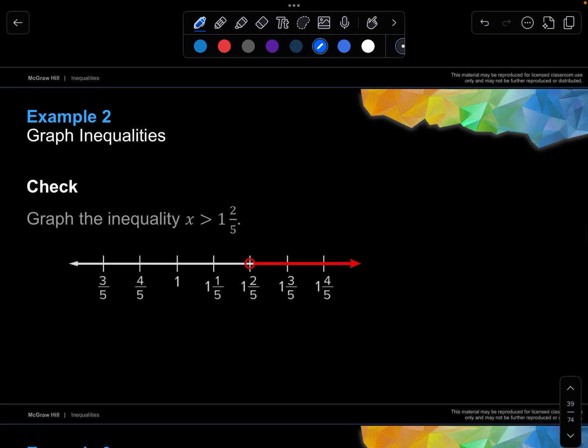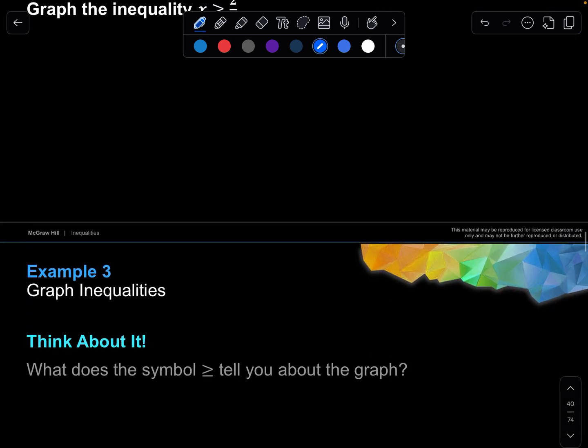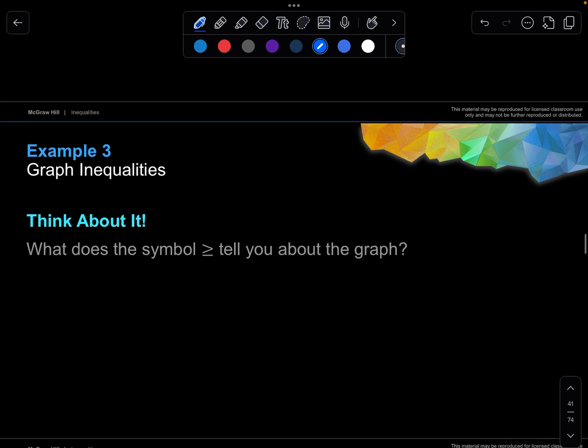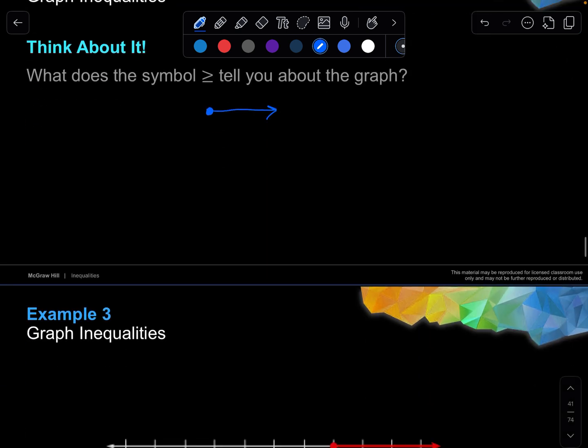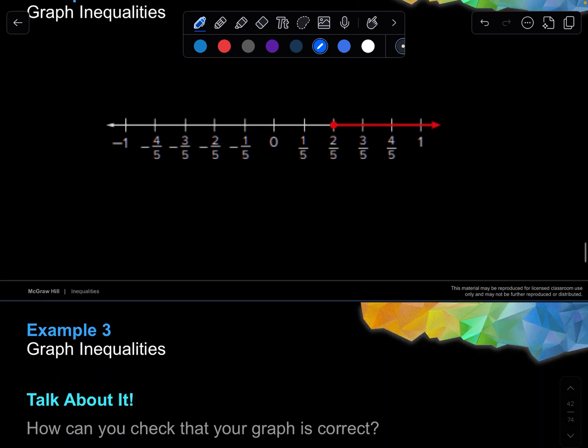Let's look at example 2. Oh, this is the solution for example 2. Example 3, graphing inequalities, x greater than or equal to 2/5. So again, what does the symbol greater than or equal to tell us? Well, first off, the equal to tells us it's going to be a closed dot. And then greater than tells us it's going to be numbers to the right. So our arrow is to the right. So our closed dot is placed on 2/5 and all numbers to the right are valid solutions.